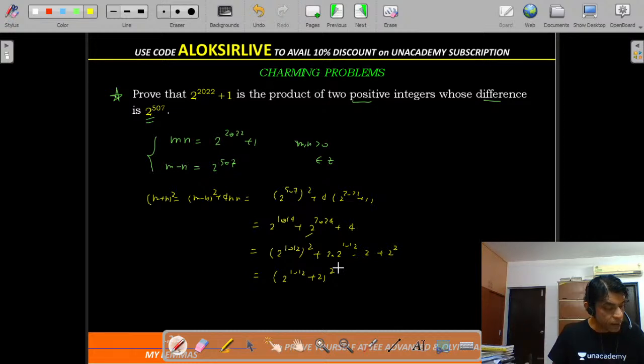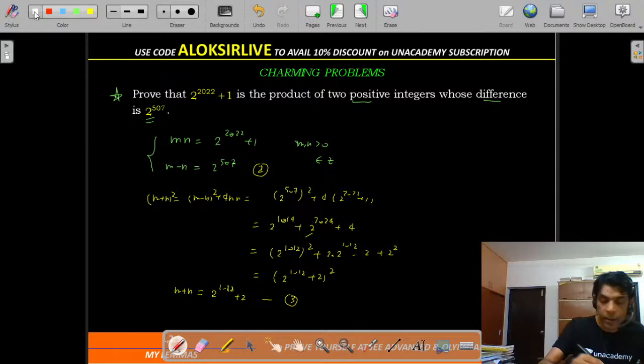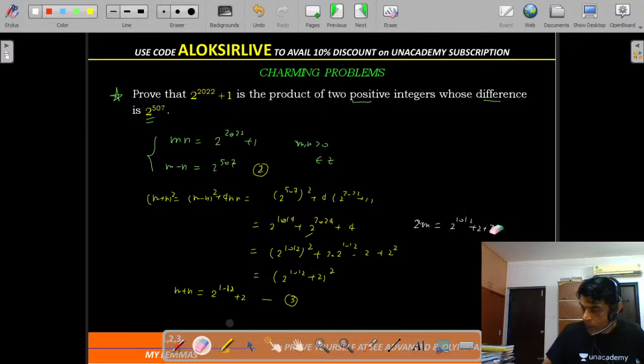And so if it is a perfect square, then since they are positive integers I can write m plus n is 2 to the 1012 plus 2. This is equation third, say, and let's number this as 2, since 1 is already used. So I can just add them. If I add it up, I get 2m is 2 to the 1012 plus 2 plus 2 to the 507 plus 2 to the 507.